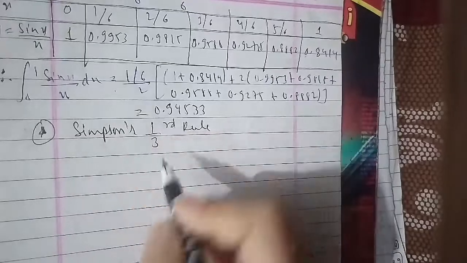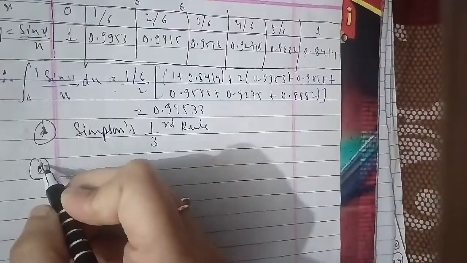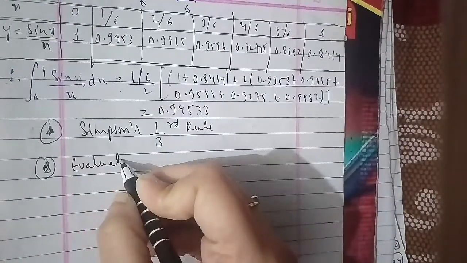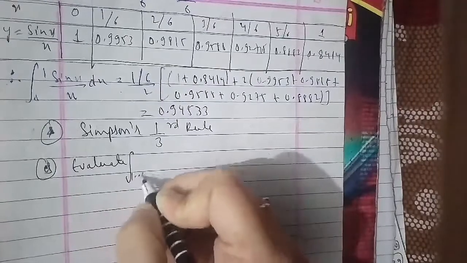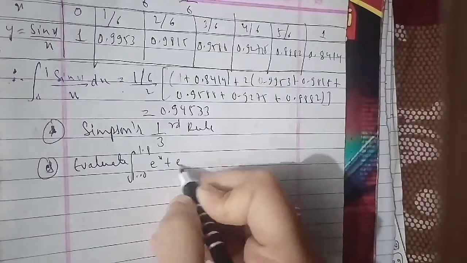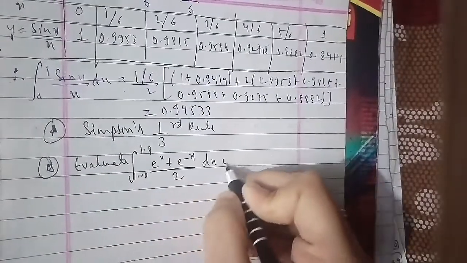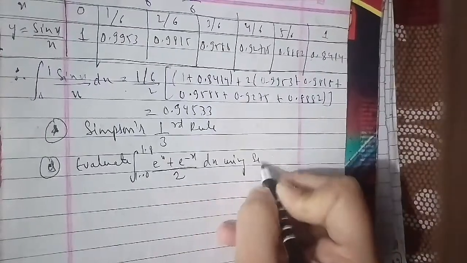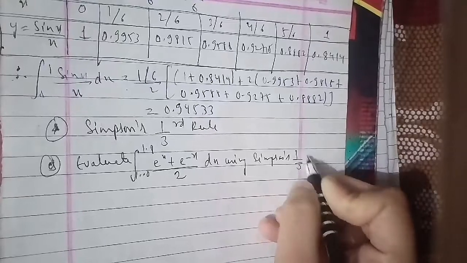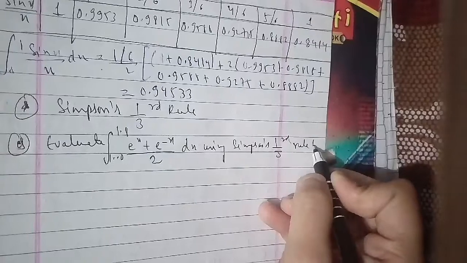by taking h equals 0.2. So for the same, x0 equals 1.0 and xn equals 1.8 and h equals 0.2. The calculations: we have y equals (e to the power x plus e to the power minus x) upon 2 at the various values of x that are listed below.